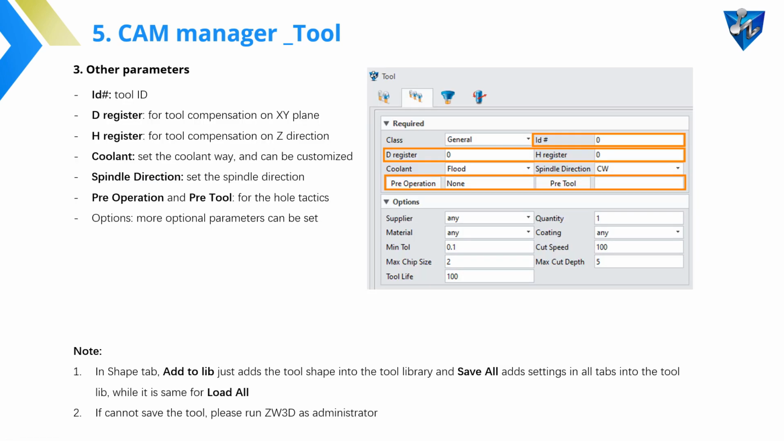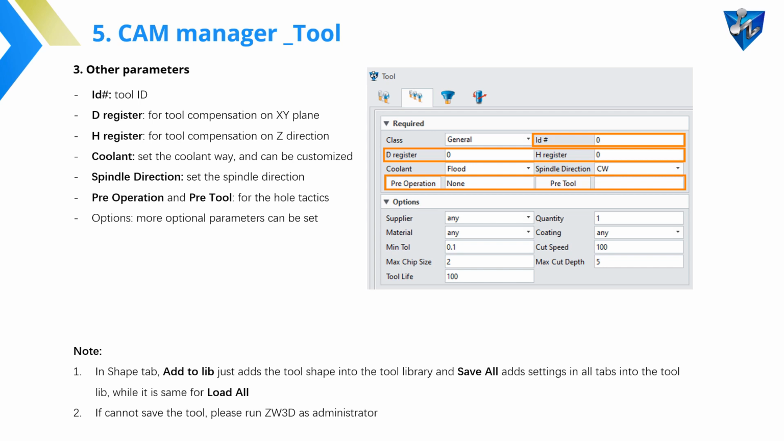Besides the tool shape definition, we can set the tool ID, D register, which is for tool compensation on the XY plane, H register, which is the tool compensation in the Z direction, and more parameters such as coolant type and spindle direction. Pre-operation and pre-tool are used to create the tool library for the whole tactics. You can refer to the video about the drilling module for further explanation. Please note, in the Shape tab, Add to Lib just adds the tool shape into the tool library, and saves all added settings in all tabs into the tool library, while it is the same for Load All.